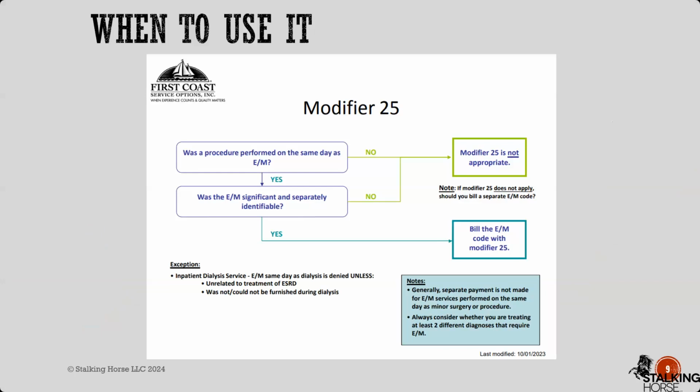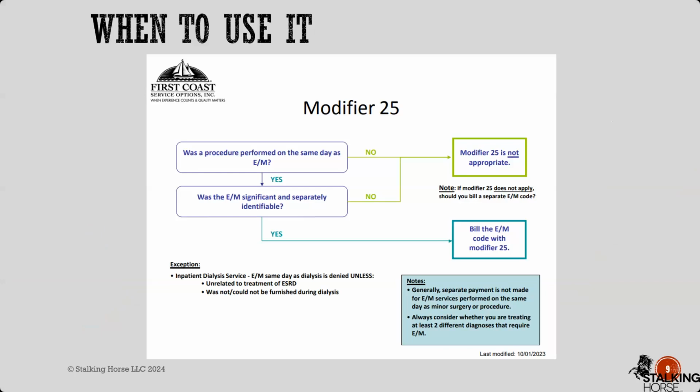There are always exceptions to rules. There's a little exception section, and they say inpatient dialysis service, so an E&M on the same day as dialysis, is denied unless it's unrelated to treatment of end-stage renal disease and was not or could not be furnished during dialysis. So that's something to consider as well. Also, some notes. Generally, separate payment is not made for E&M services performed on the same day as a minor surgery or procedure. So let's talk about that for a second.